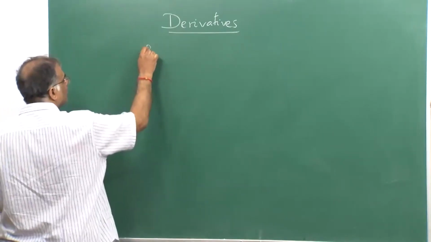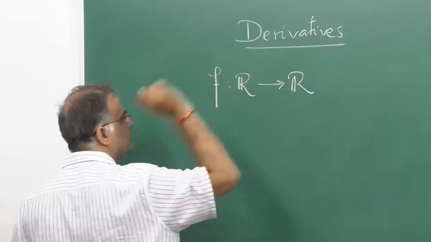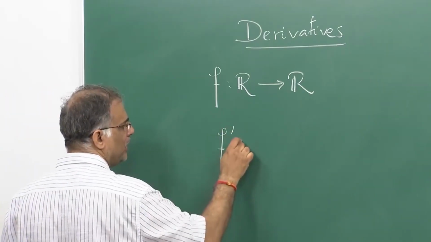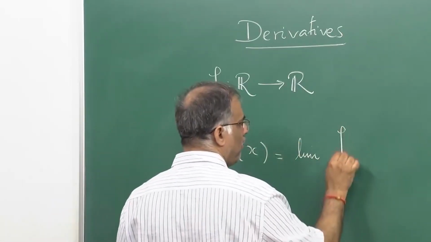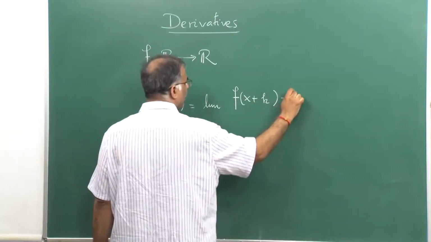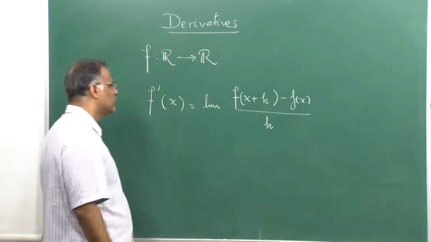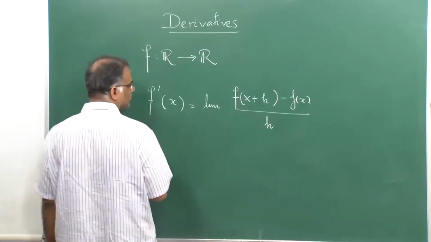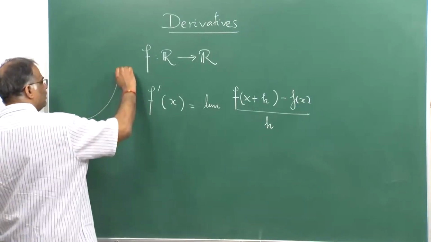So, if you have a function f, I am just writing from R to R, it could be from AB to R, does not matter. So, the derivative at any point x, we see how, if I make the change in x, how much f has changed. So, basically I am calculating the slope of the line joining the 2 points x, f(x) and x plus h, f(x plus h). So, this is exactly the slope.